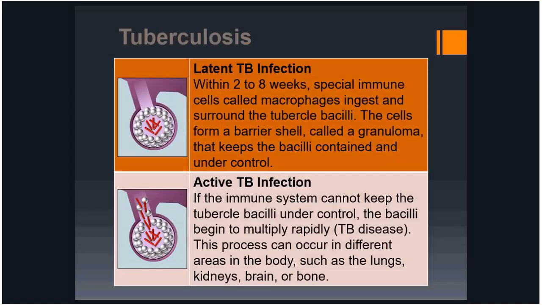To recap, latent TB infection, person has been exposed within 2 weeks. Their immune system basically surrounds the bacilli and contains it. So there is a barrier shell called a granuloma that keeps the bacilli contained and under control. However, in an active infection, the immune system cannot keep the bacilli contained and under control, they begin to multiply rapidly and they progress to tuberculosis disease. And obviously, it can be in other areas besides the lung, it can be in the kidneys, brain, or bone.